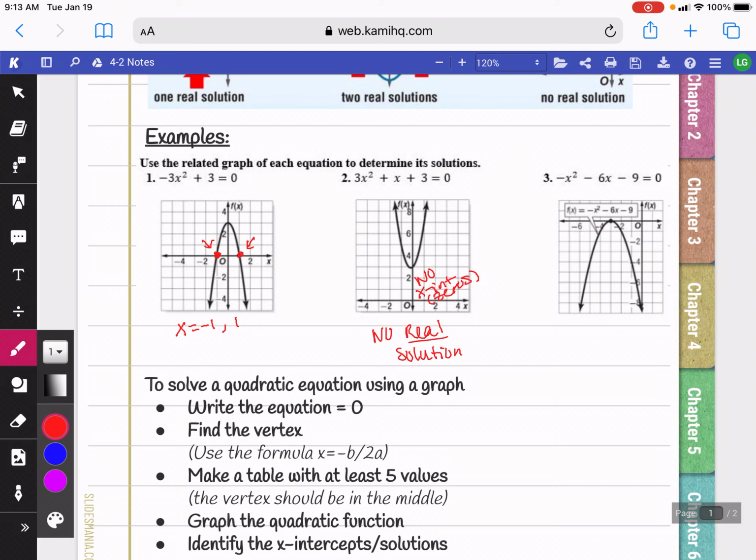Now on the next one, our vertex is right on the x-axis, so there's 1 x-intercept, and that takes place at negative 3. So the solution to that equation would be x equals negative 3.